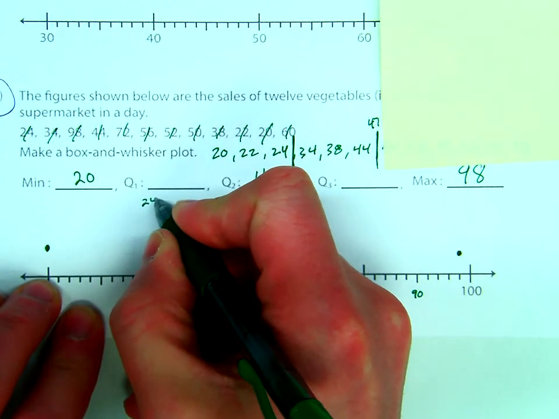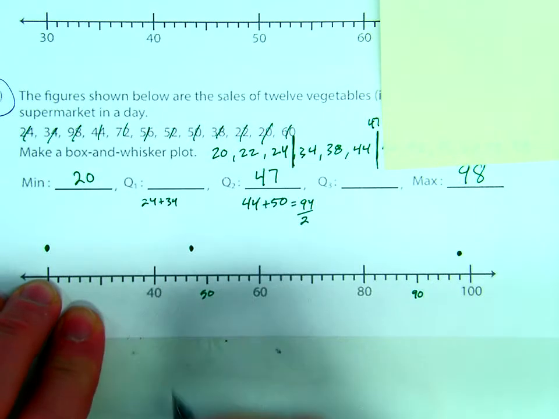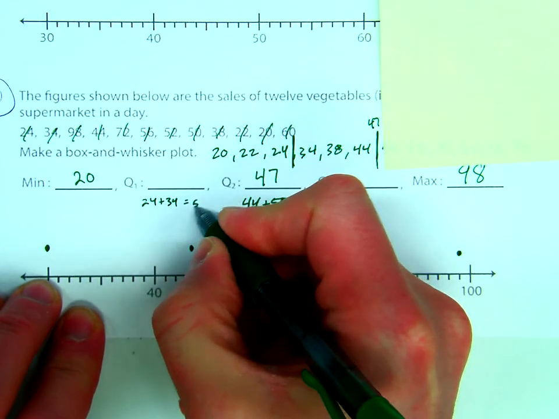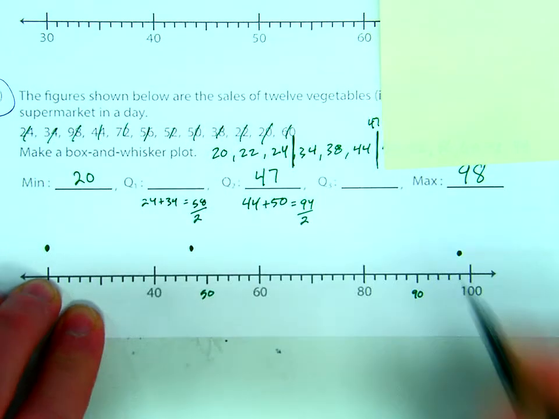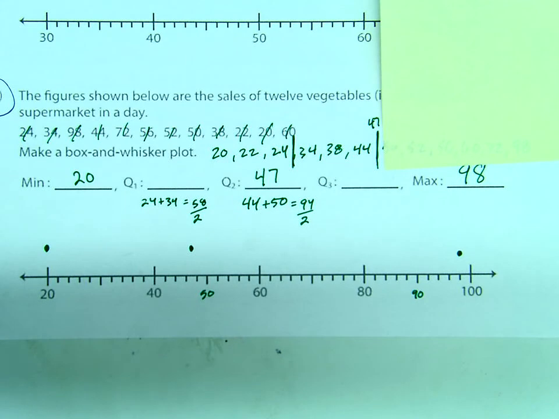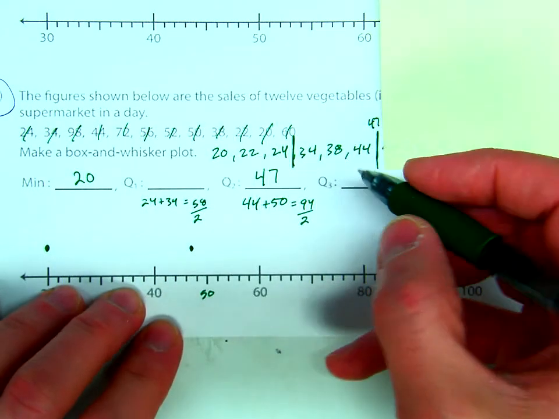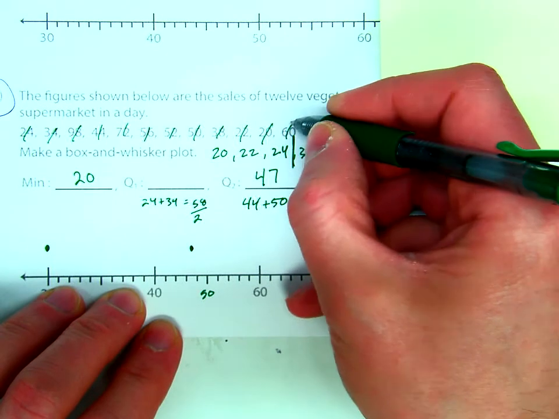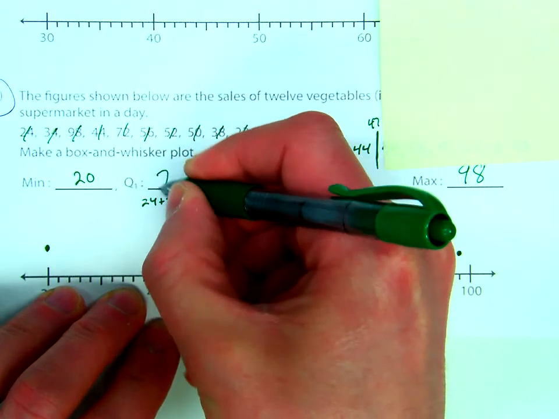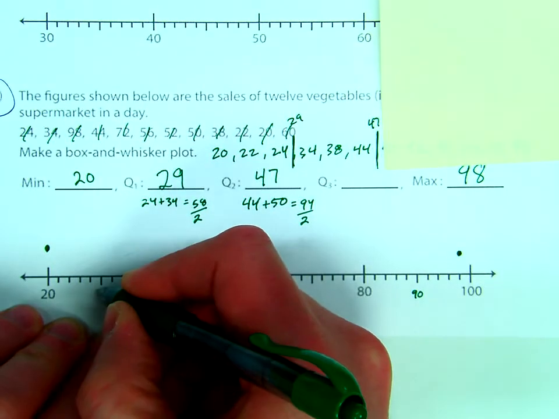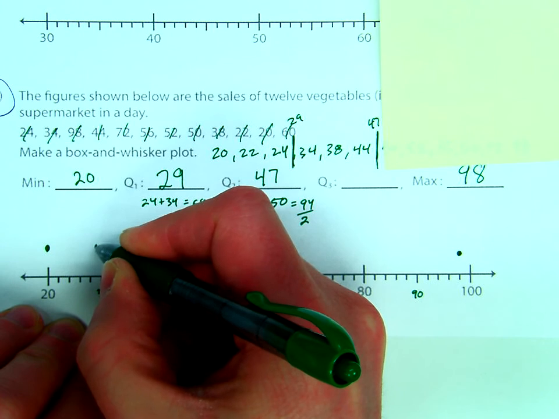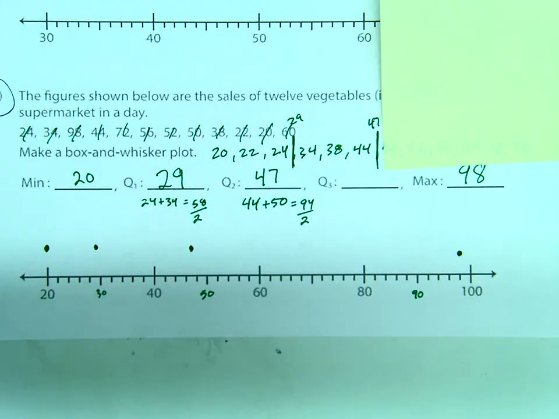So if I take 24 plus 34 and get 58 and divide that by 2, we'll be able to get our median of the middle part, lower part, quartile 1, is 29. So if there's 30, 29 is going to be right there.